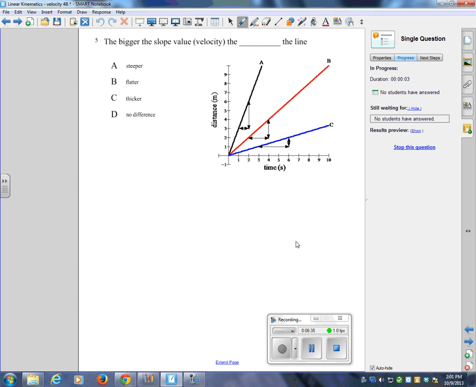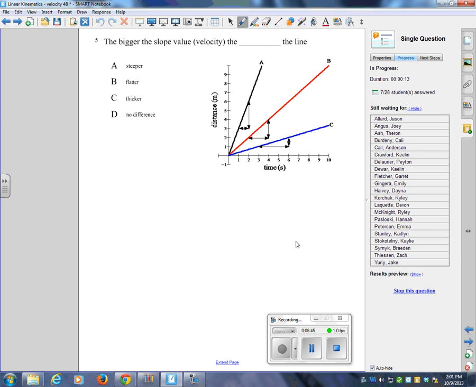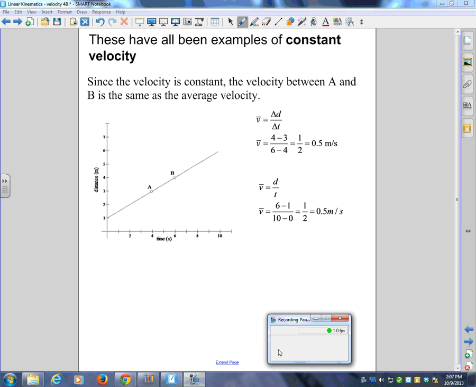The bigger the slope value, the steeper, the flatter, the thicker, or no difference the line? The bigger the slope value. Correct. Okay, these have all been examples of what we call constant velocity, right? Since the velocity is constant, the velocity between A and B is the same as the average. Now, if I talk about the whole average, I'm talking about the slope of that line.